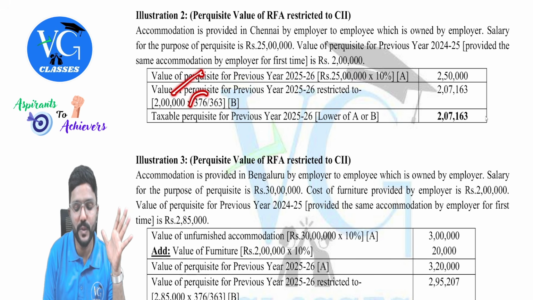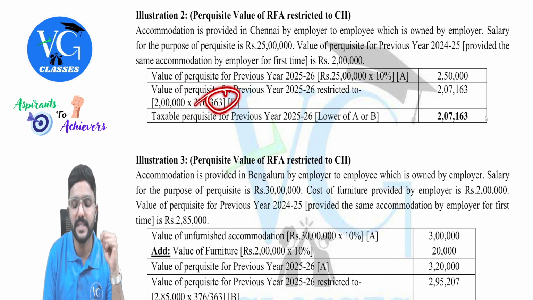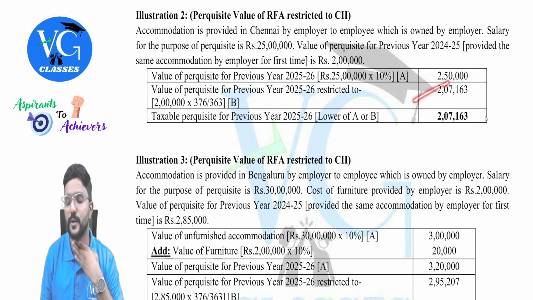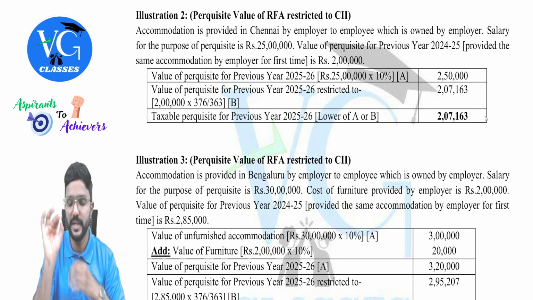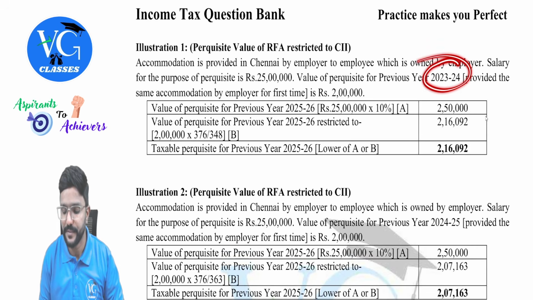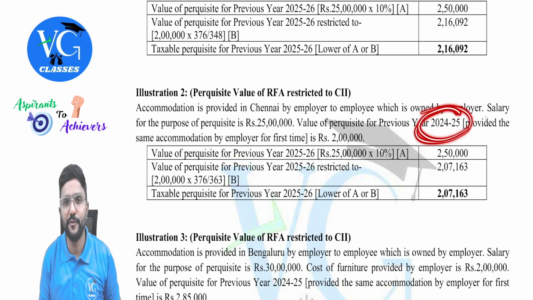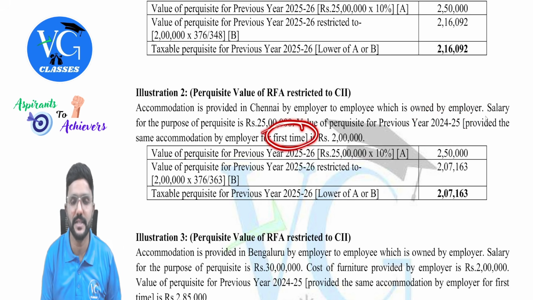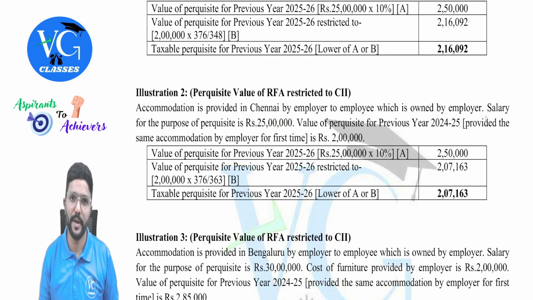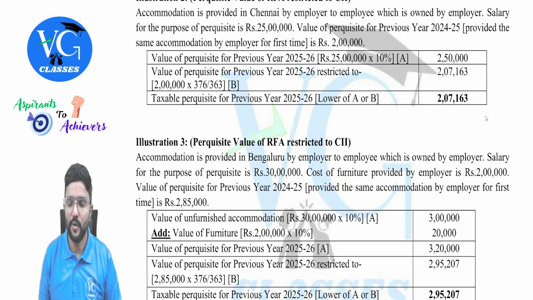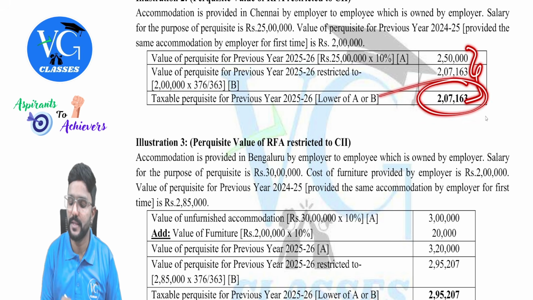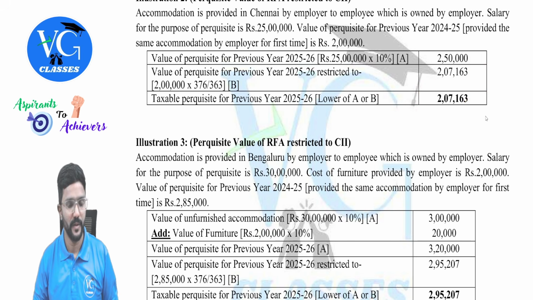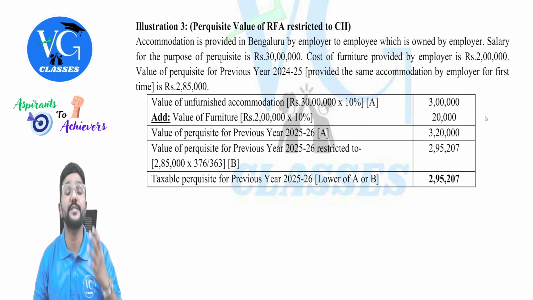So how do I calculate the indexed value? 2 lakh into 376, which is the cost inflation index for the current year, divided by 363. We will get 2,07,163. Guys, the only difference is the change in year. Okay. So 24-25 is like last year. Yes. So in 24-25, the same accommodation was provided for the first time by the employer to employee. So how much is taxable is whichever is lower, 2,07,163.